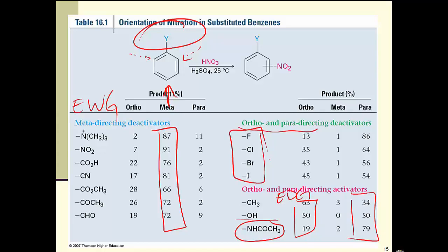Now for the halogens, we see halogens are the weird ones. Halogens are kind of in between. They're both electron withdrawing groups, but because they have lone pairs, by resonance they're going to act as ortho-para directors. So they withdraw density from the ring, they deactivate the ring by induction, but they're going to be donators by resonance. So they act kind of in between. And that's a key thing for you to remember.